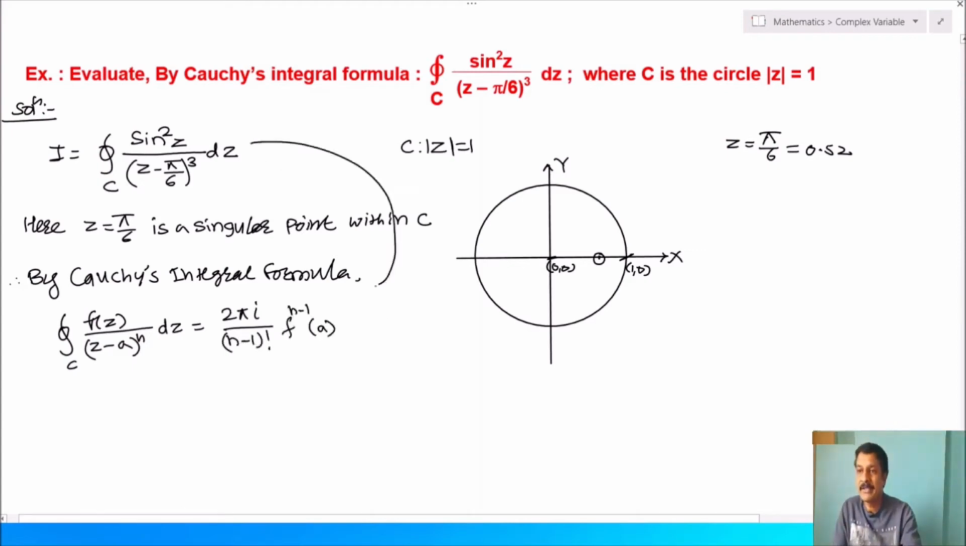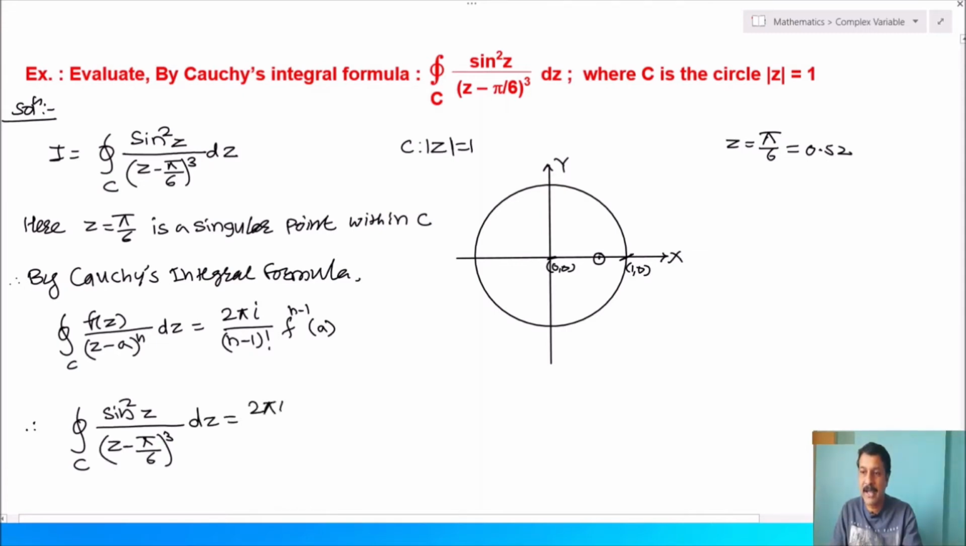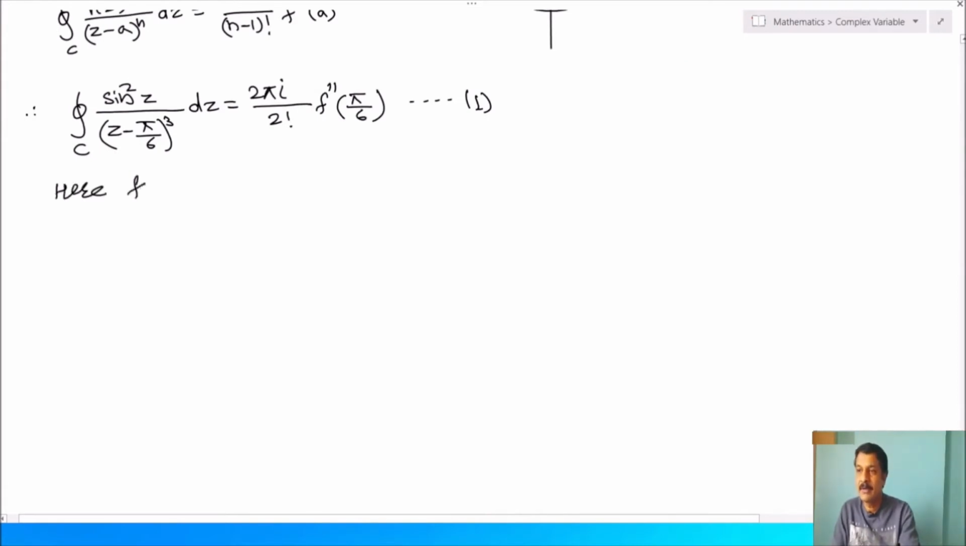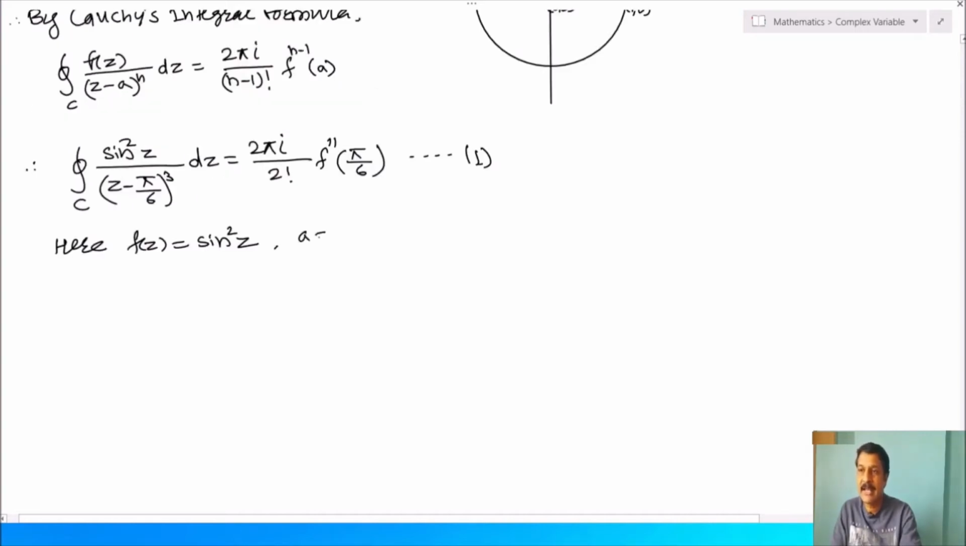So if we compare these two, what is the value of a here? It is pi by 6. What is the value of n? It is 3. And therefore, I am getting integration over C of sin square z upon (z minus pi by 6) cube dz equal to 2 pi i upon 2 factorial and the second derivative at pi by 6. This is equation number 1. Note that here, what is f of z? If we compare, I am getting sin square z, a equal to pi by 6 and n equal to 3.